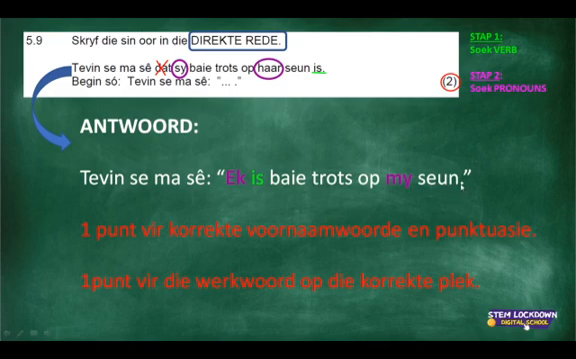Please take note, you put a full stop and then you close the inverted commas. Do not put the inverted commas above the full stop, because that is wrong, and then you lose your marks because your punctuation isn't correct. So how would marks be allocated in this question? 1 punt vir korrekte voornaamwoorde en punctuasie. 1 mark would have been allocated to the correct use of the pronouns and the punctuation, and 1 punt vir die werkwoord op die korrekte plek. And you would have been awarded a mark for having the verb in the correct position.